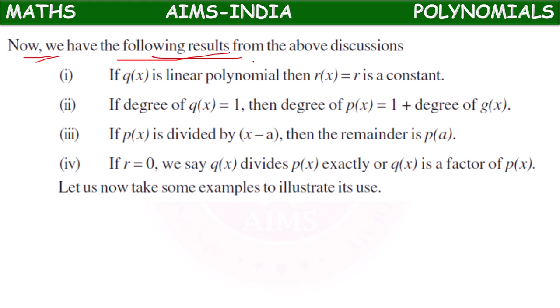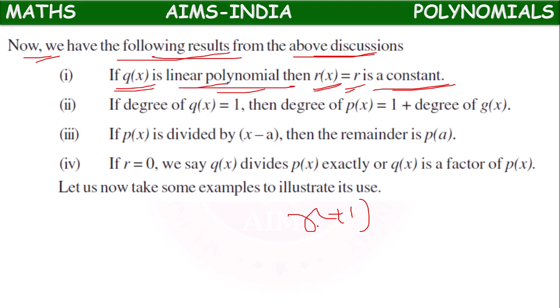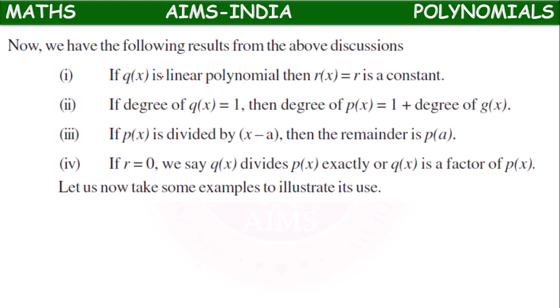Now we have the following results from the above discussions. If the divisor is a linear polynomial, then the remainder r of x will be a constant. Because if we are dividing with a linear polynomial, the remainder will be either 0 or of degree less than the divisor. Here the degree is 1, so less than 1 means 0, x power 0, which is a constant. So that is one conclusion.